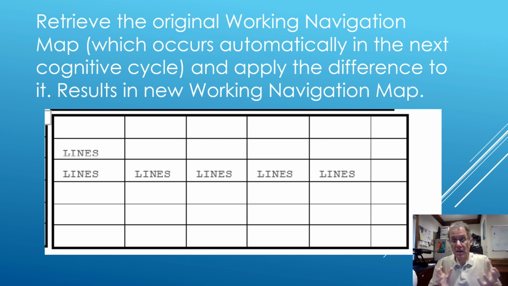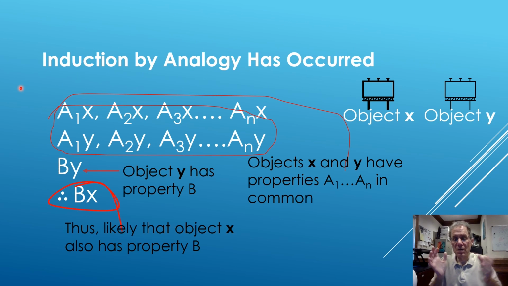And actually, giving the system inductive analogical abilities is a very, very useful property. It may not look like it. It seems like, oh, we just moved around some navigation maps, i.e. arrays, but actually induction by analogy, very strictly mathematically, has occurred. For example, if we have object X and object Y, and X and Y both have these properties A1, A2, A3 up to AN in common, and then we see that object Y also has property B, therefore object X has property B. That is induction by analogy.